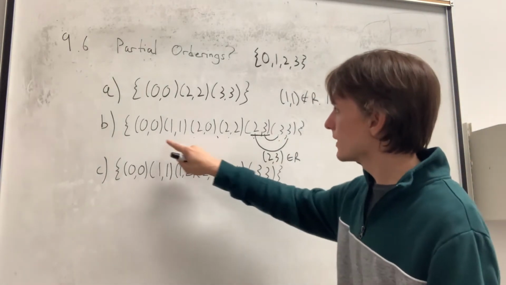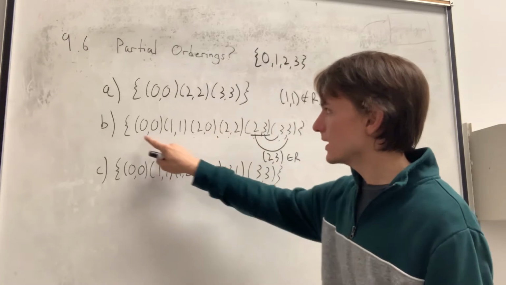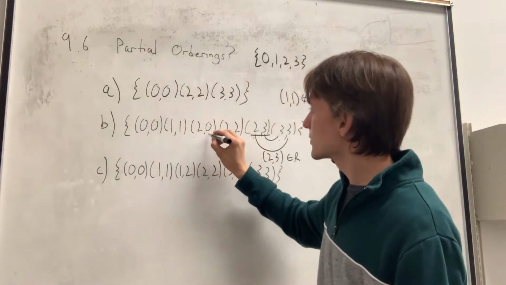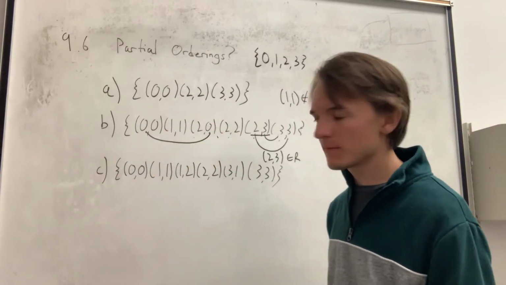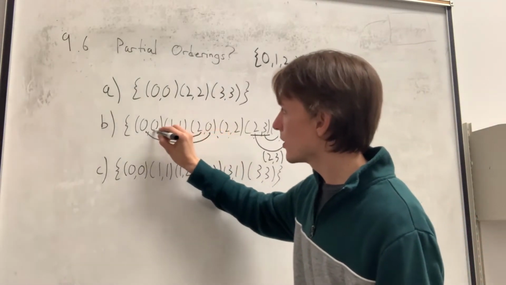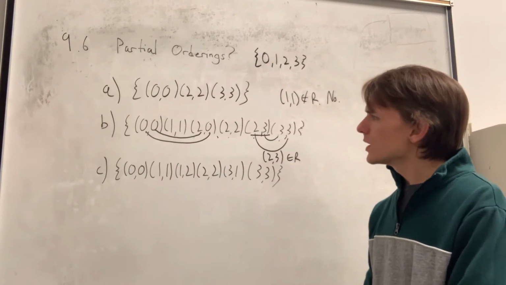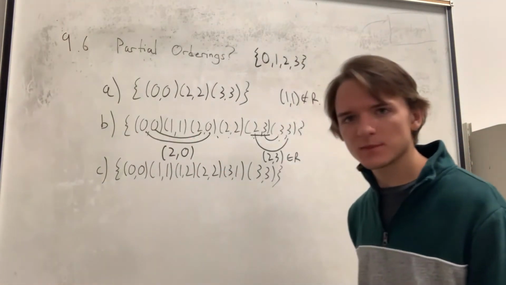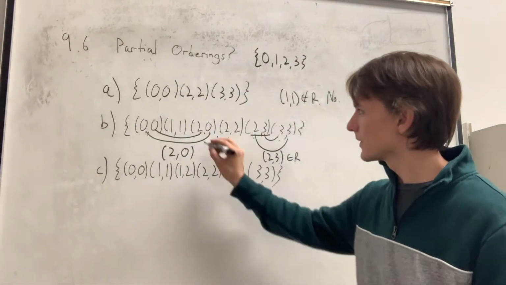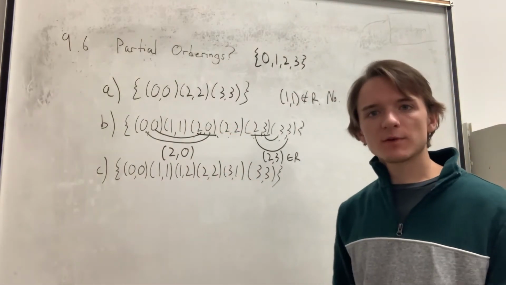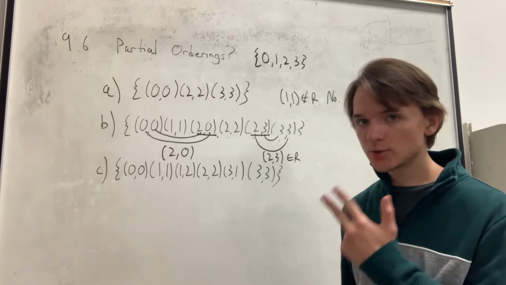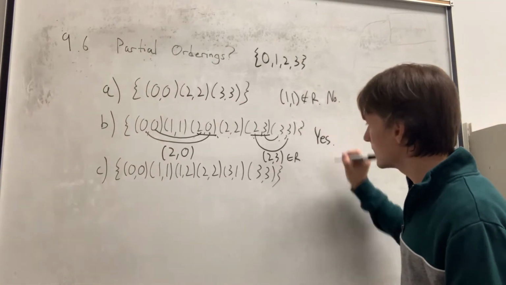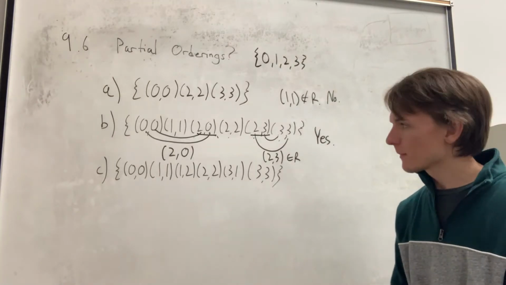We also have (2, 0) and (0, 0), right? So this 0 might pair up with this 0 there. This 2 pairs up with that 0. So we should also have the pairing (2, 0). Is it in the relationship? And it is. So it is reflexive, antisymmetric, transitive, therefore B is a partial ordering.